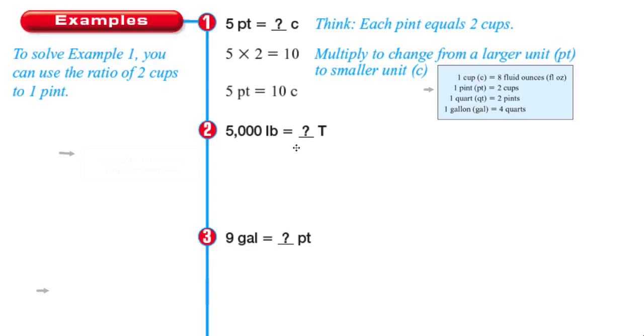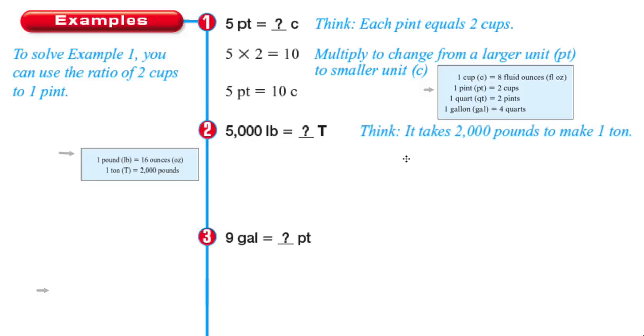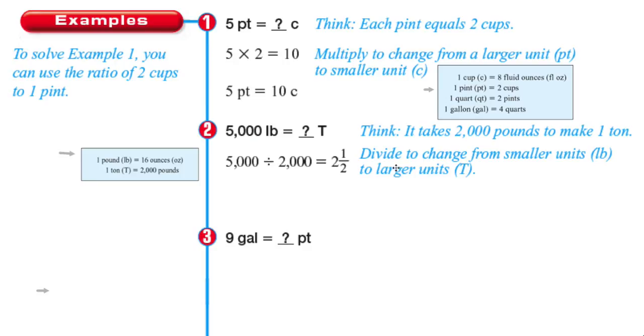Okay, let's look at our tons. 5,000 pounds is equal to how many tons? Again, look at our little table right here. 1 pound equals 16 ounces, and 1 ton equals 2,000 pounds. Let's think that it takes 2,000 pounds to make a ton. Remember, now we are going from small to large, and if we're going from small to large, we need to divide. So divide to change from smaller units to larger units. We get 5,000 divided by 2,000, which is 2 and 1/2.